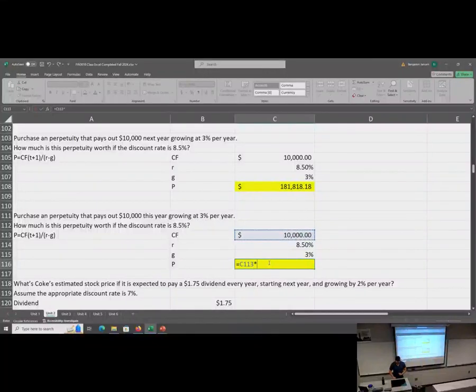All right, careful here, right? If we just multiply it by the growth rate, it's telling us how much it's growing by. So in other words, over that year, the perpetuity increased its cash flow by $300. So there's one more step we have to make here to get the total perpetuity cash flow in the next year.